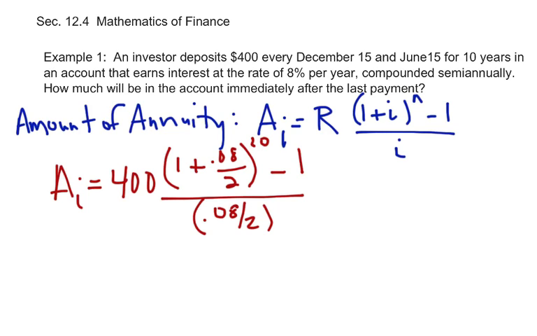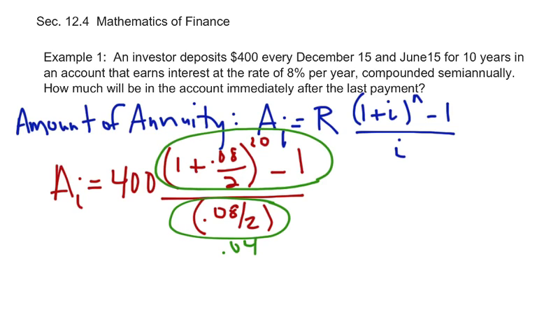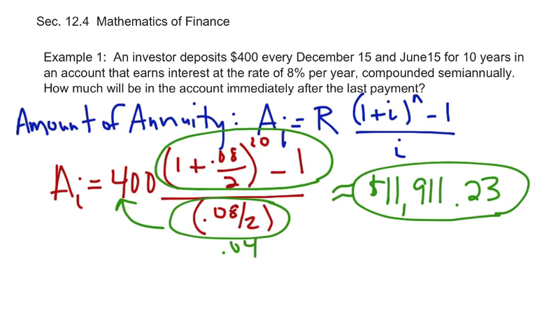Now when you go and evaluate this in your calculator, the best way to do it is to first evaluate the numerator, then divide by the denominator. 0.08 divided by 2 is 0.04. Then multiply it by 400. And you'll find out that the amount of money after 10 years, when the last payment's been made, will be $11,911.23.